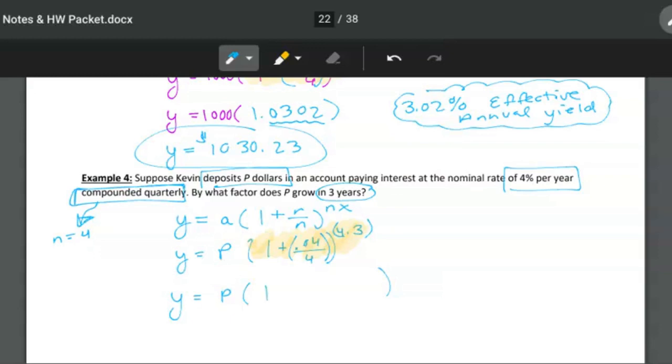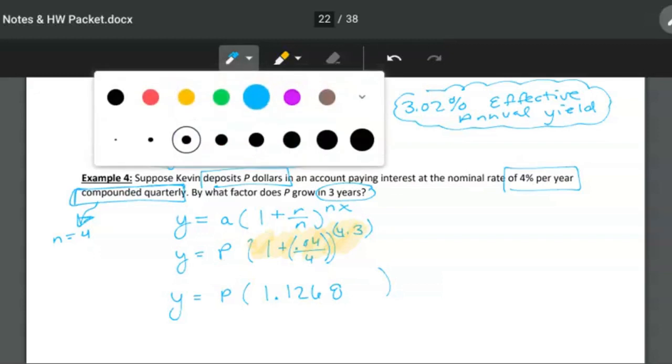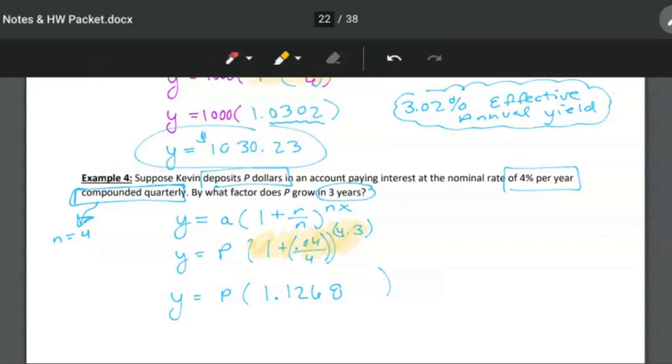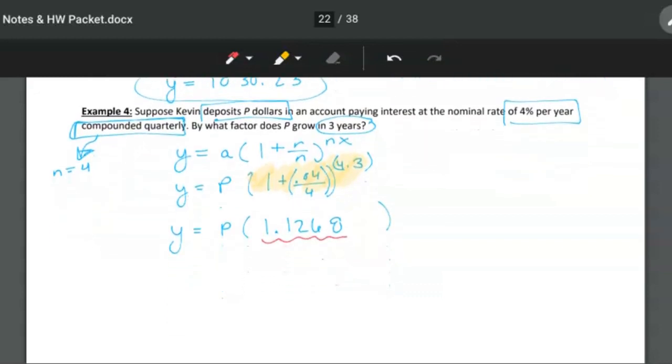All right, and again, if we get 1.1268, I strongly suggest rounding to 4 decimal places at this point. All right, that's the number we're looking for. When they want to know what factor P, basically the initial investment, grows by, this is that number. So we can say that P grows by a factor of 1.1268 after 3 years.